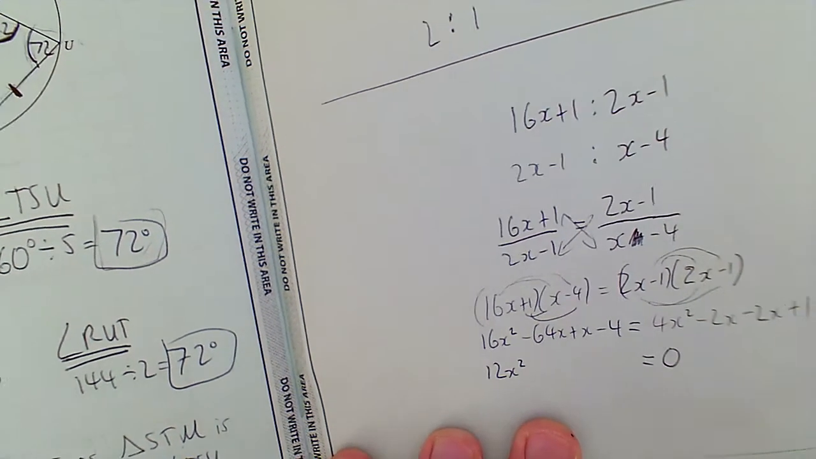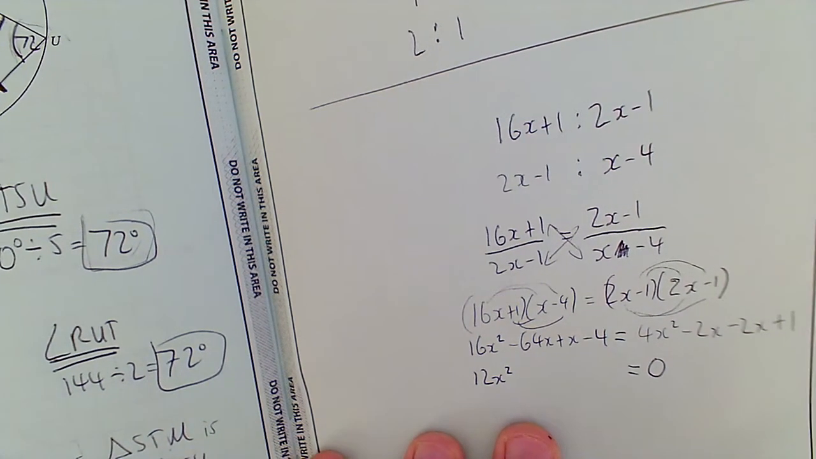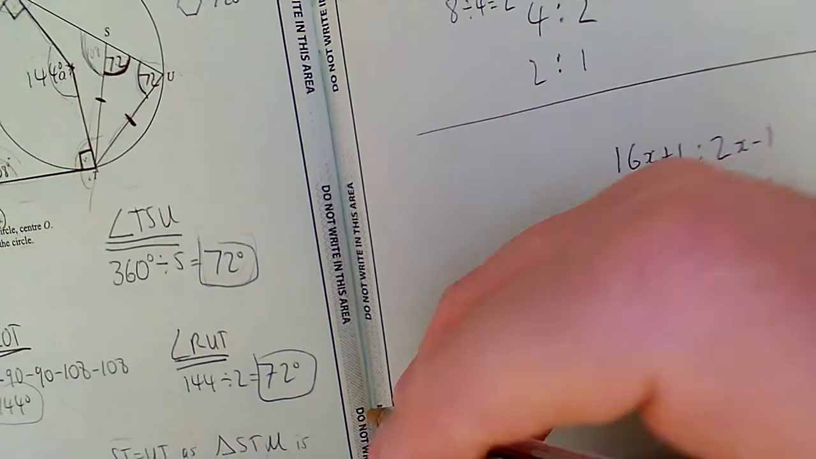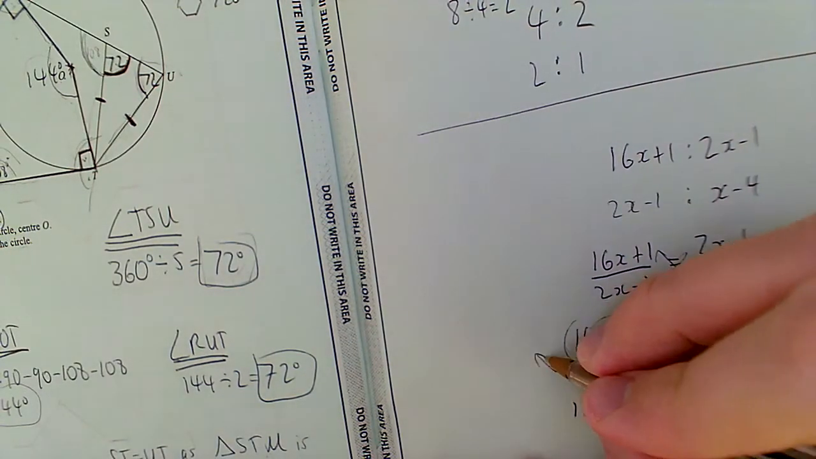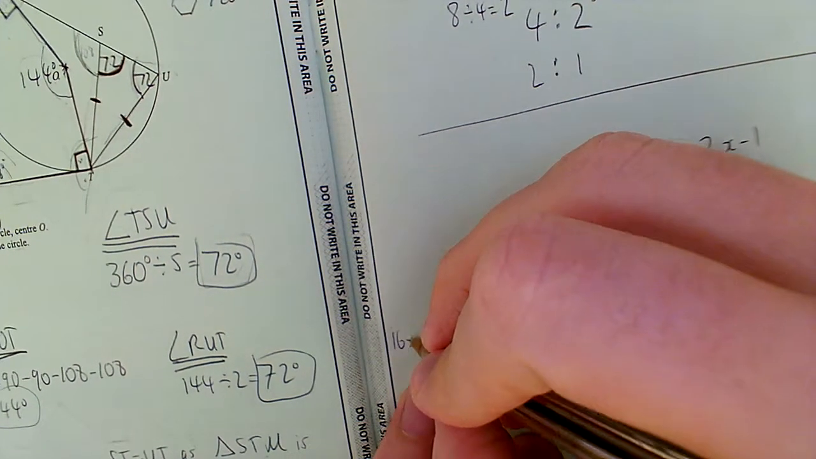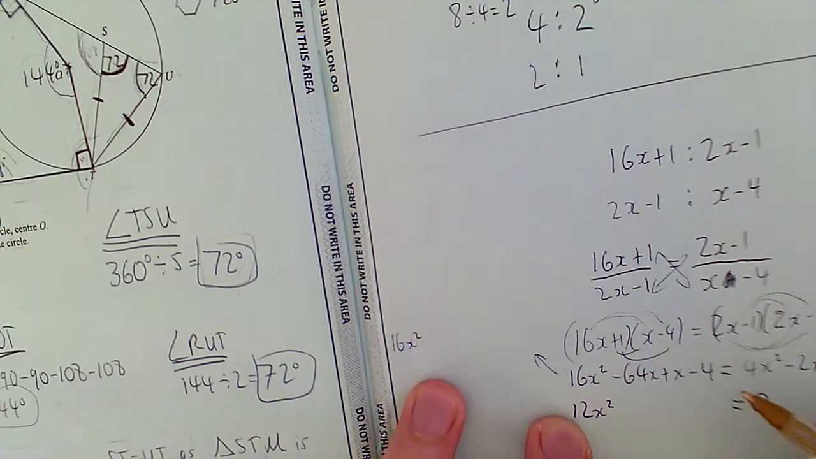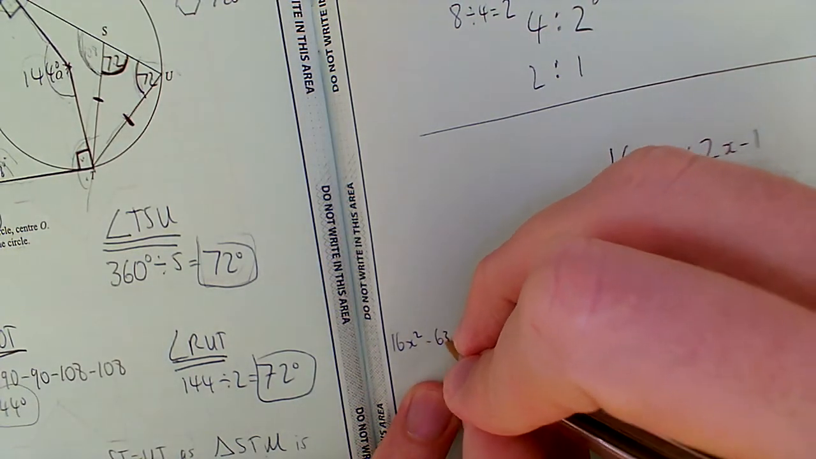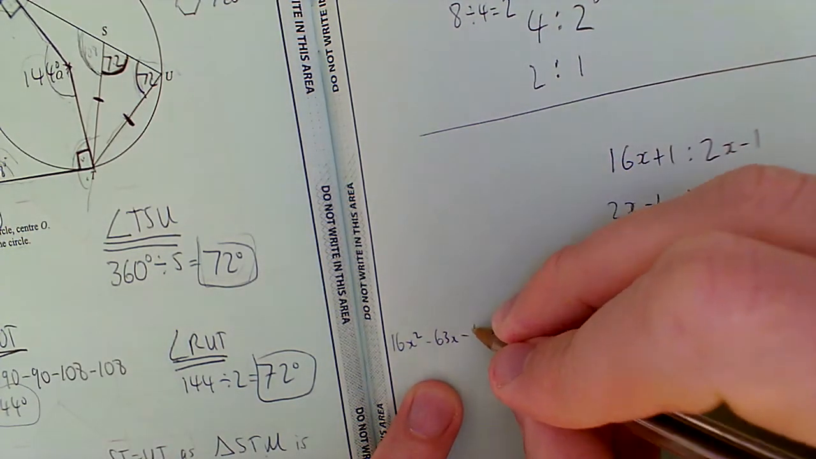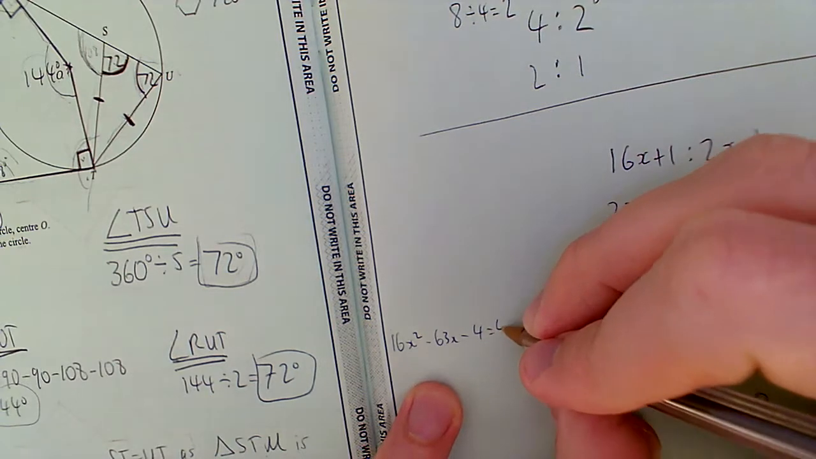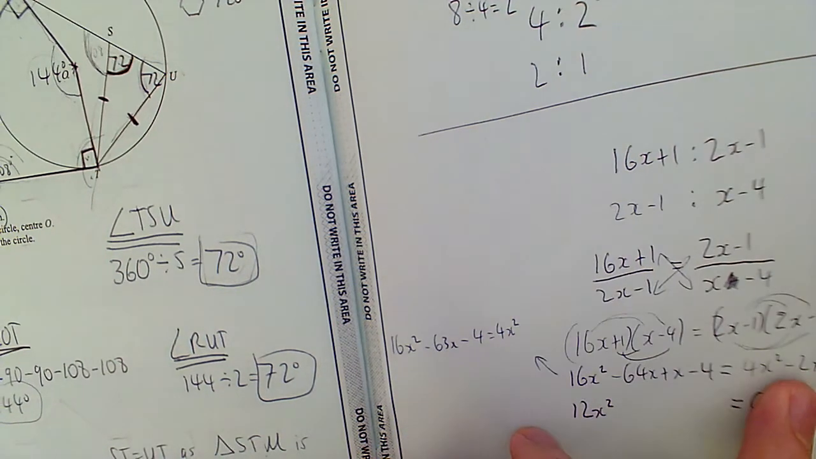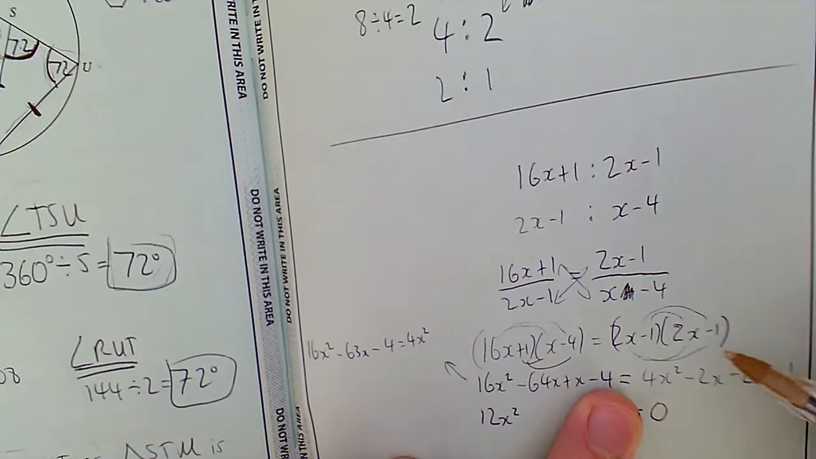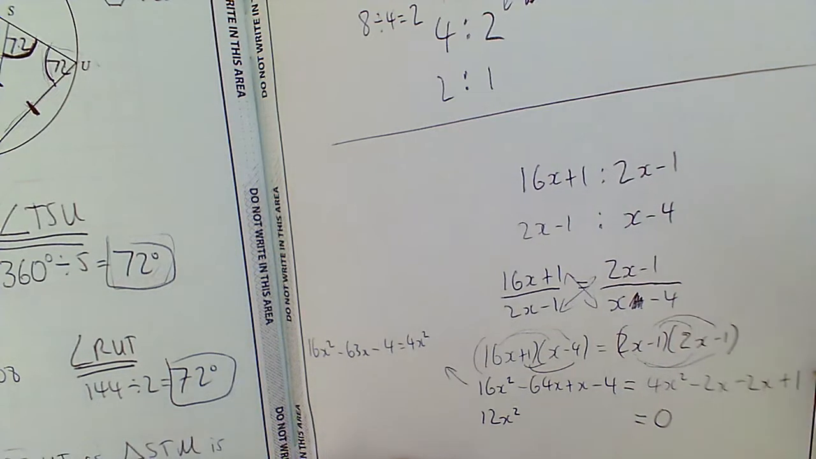Do you know what? I don't know whether I've missed too many stages out. I'll do another at the side here. 16x squared minus 64x plus x is minus 63x, minus 4. Okay, and the other side was 4x squared. That would be minus 2x and minus 2x, that's minus 4x, plus 1.